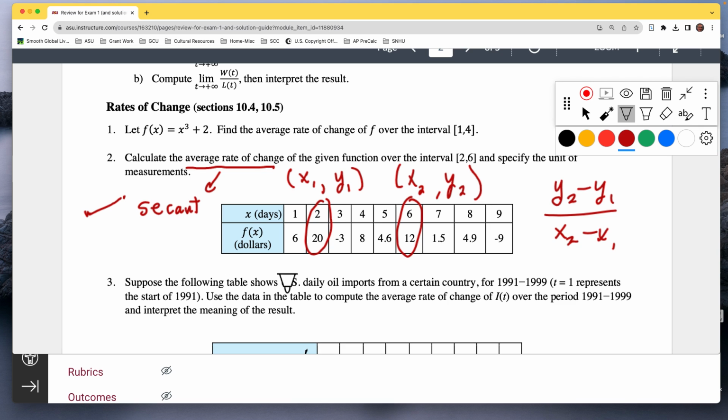Instantaneous rate of change, which will probably be further down, and that was usually a little bit further.